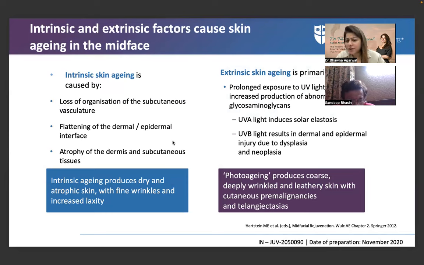Extrinsic aging has all the factors: photo aging, UVA, UVB. I'm not going into the details, but if you want me to, I can. Intrinsic aging produces dry and atrophic skin with fine lines and increased laxity, and photo aging is, of course, caused by UV rays.